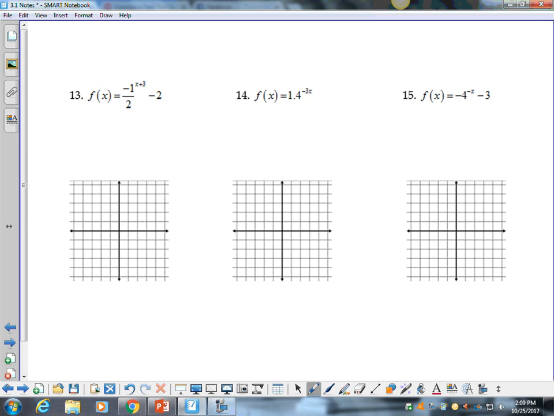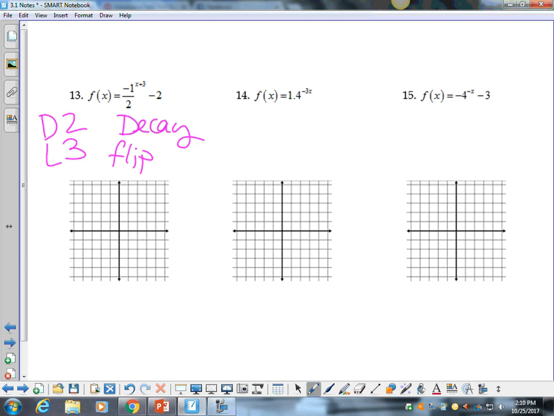Down 2. Which way? Left 3. What are we? We are decay. And we are flipped. Technically, we're flipped over the, well, you wouldn't even say x-axis. You would say flipped over the asymptote. So we'll just say flip. Flip is good. You could write handstand. Go to college and write handstand.